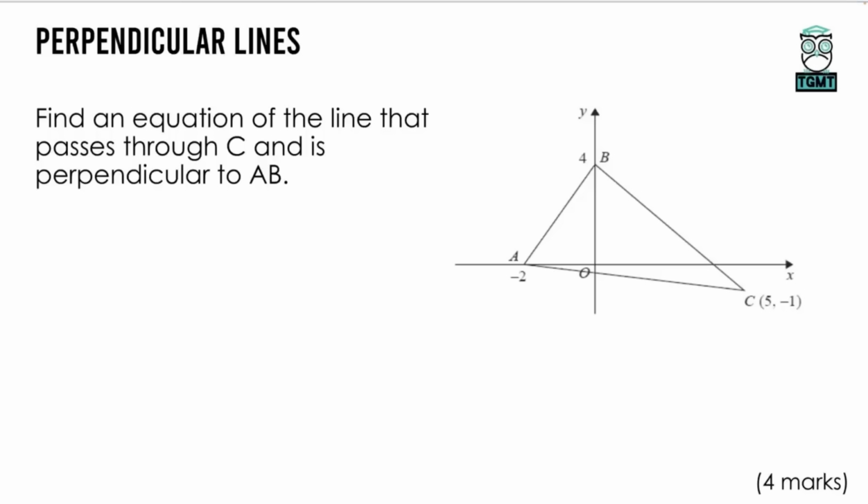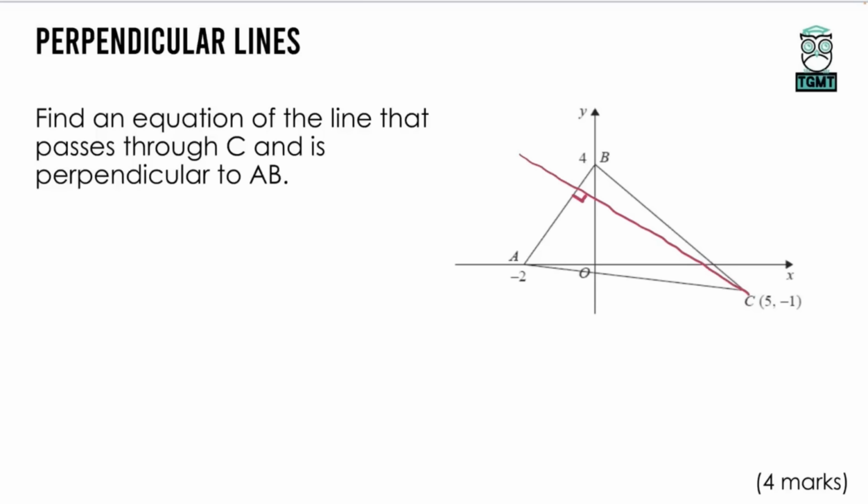Now this question is looking at perpendicular lines. So here it says find an equation of the line that passes through C and is perpendicular to AB. So if we imagine a line which is perpendicular to AB, doesn't necessarily go through the middle of that line of course, but it might be something like this. So it's perpendicular to AB and it forms a right angle. Now drawing it in can help along the way, but ultimately we need to find out what the gradient of that line is. Now we can find the gradient of the line by looking at the coordinates A and B.